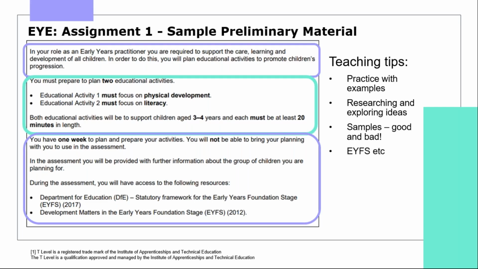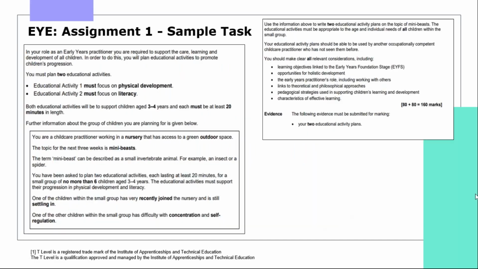Teachers could also create activities focused on using these samples effectively, where to look for the relevant information, how to use it to inform planning, and so on. So this next slide shows the next task, which is the sample task that follows on from the preliminary material. The first section of this document repeats the instructions from the preliminary task, and then it goes on to provide further information about the task. This extra information builds on what was provided in the preliminary material by providing the topic for the next 3 weeks.